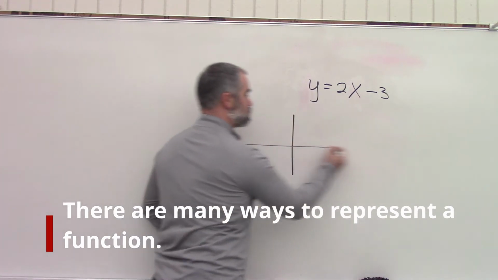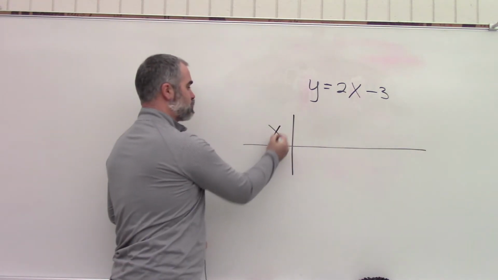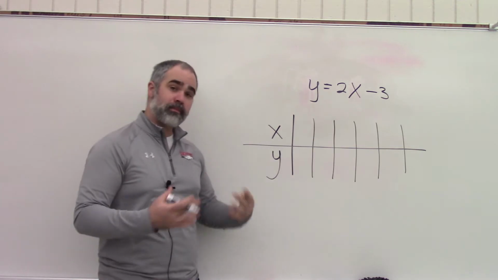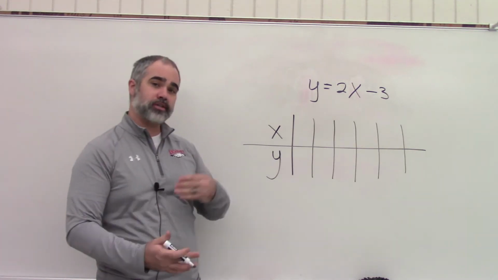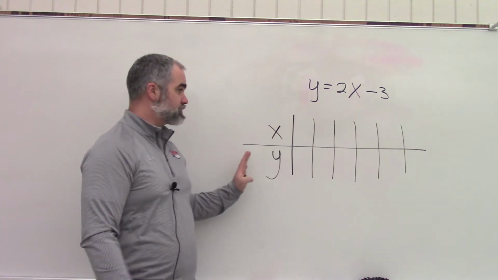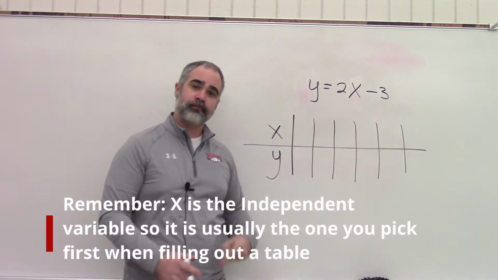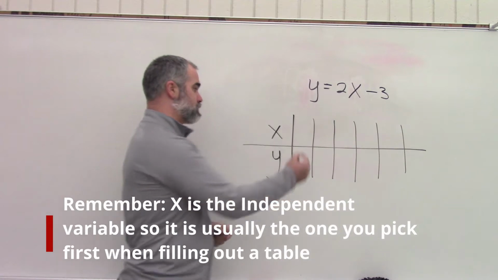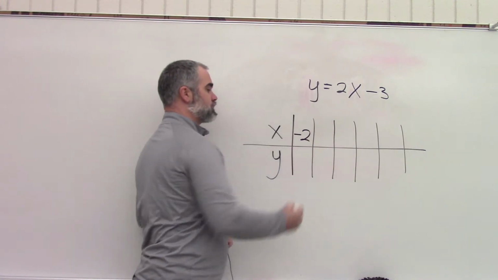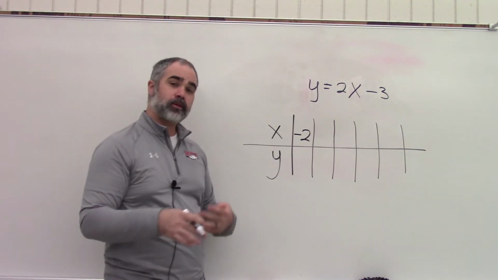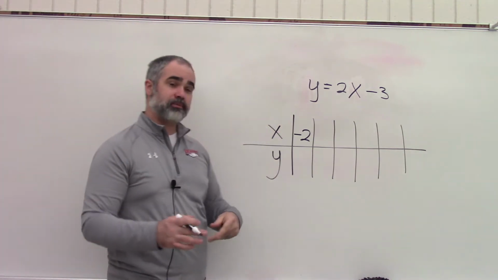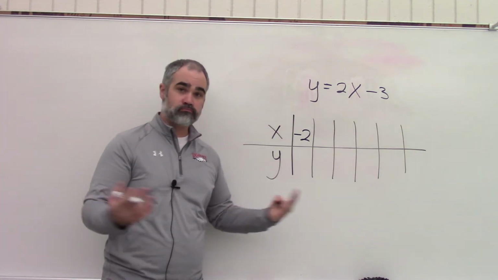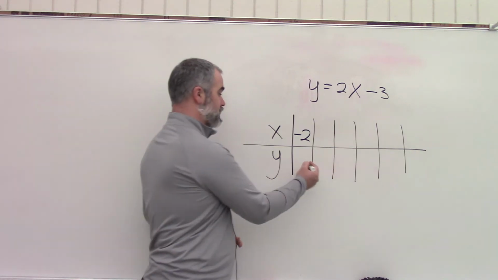You can also represent them with a table. So remember, I can put in whatever numbers I want in for x, and that changes the numbers for y. I can represent a combination of those numbers here. Now I'm going to pick just some random numbers for x, and I'm going to choose to go up by 1 each time. So I plug in negative 2. If I plugged in negative 2 in here, 2 times negative 2 is negative 4. Minus 3 is negative 7.